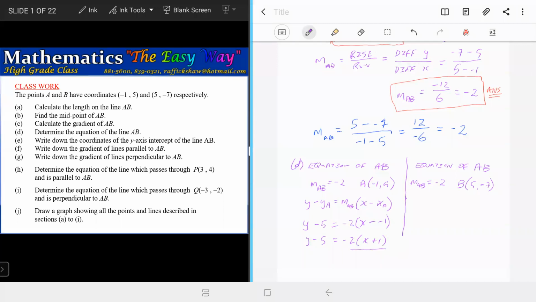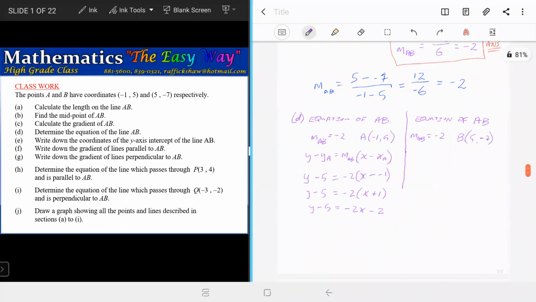And then I can expand this out. So I get y minus 5 equals minus 2x minus 2. It's minus 2 times this, and then minus 2 times the positive 1 gives me negative 2. They want to leave it in the form y equals mx plus c, so they want the y alone to be the subject. So I'm going to transpose this 5 over here and it becomes positive 5. Then positive 5 minus 2 is going to become 3. So y equals minus 2x plus 3.